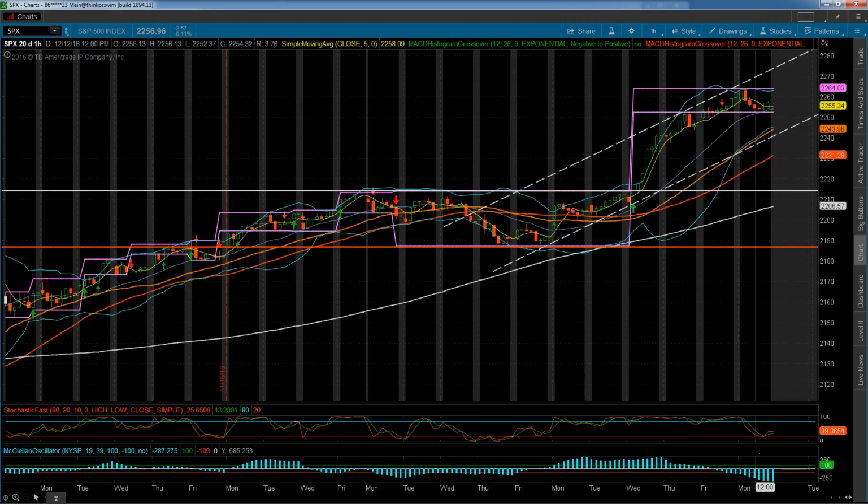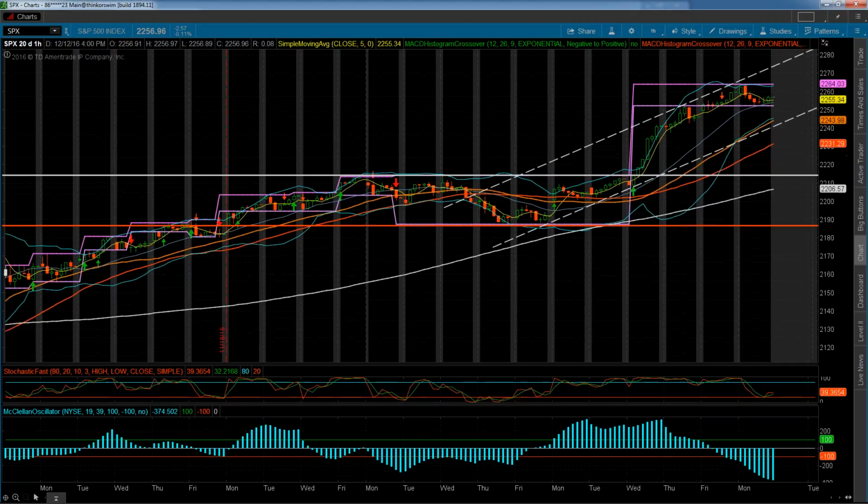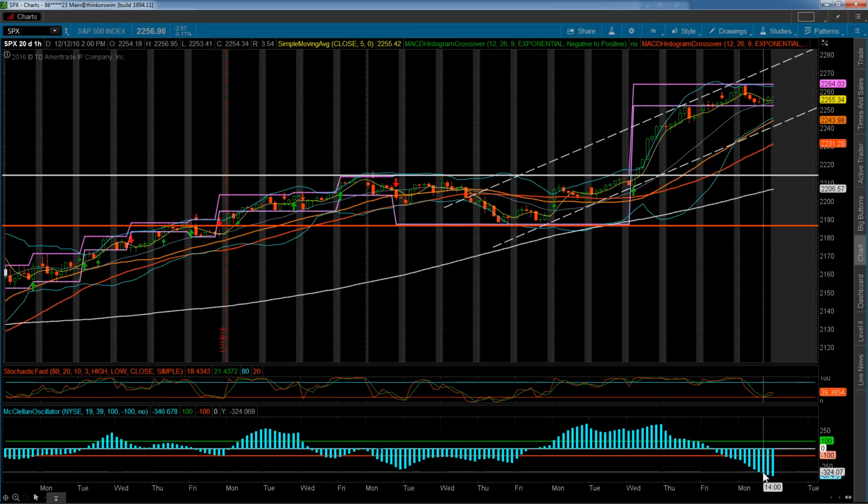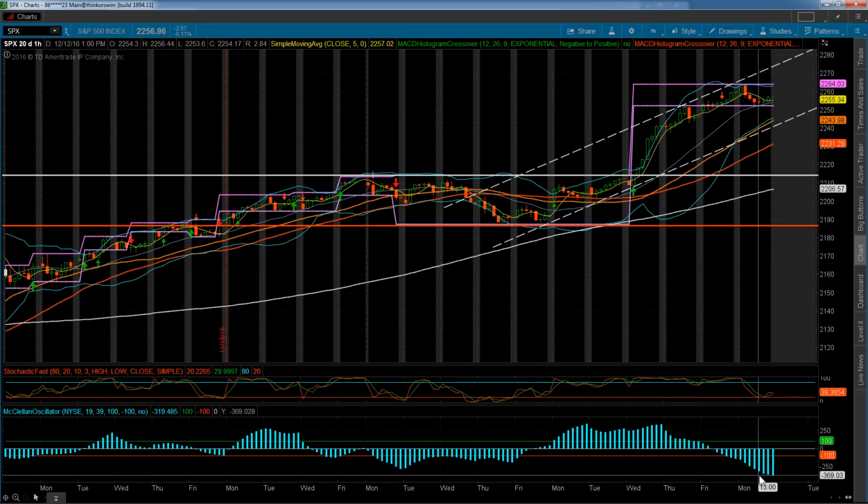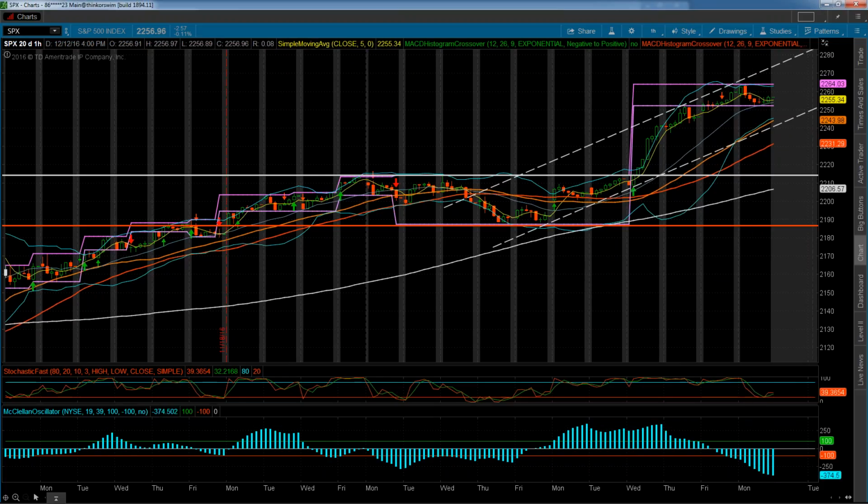Yes, I didn't think it was a great idea to short the market when the McClellan oscillator, I kept on writing, and many of you understood what I was saying, was down at minus 369. This is a heavy oversold condition.